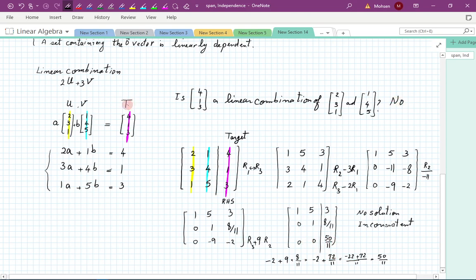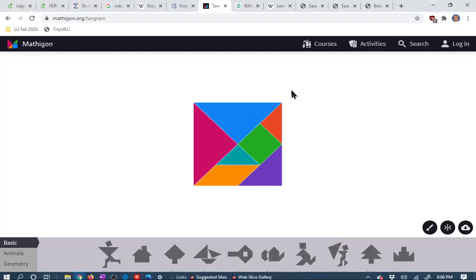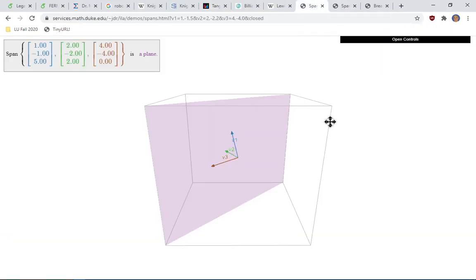But this is not a target of u and v. Well, what does that mean again? Let's go to one of these pictures that we had, see if we can find the picture we had, this one.